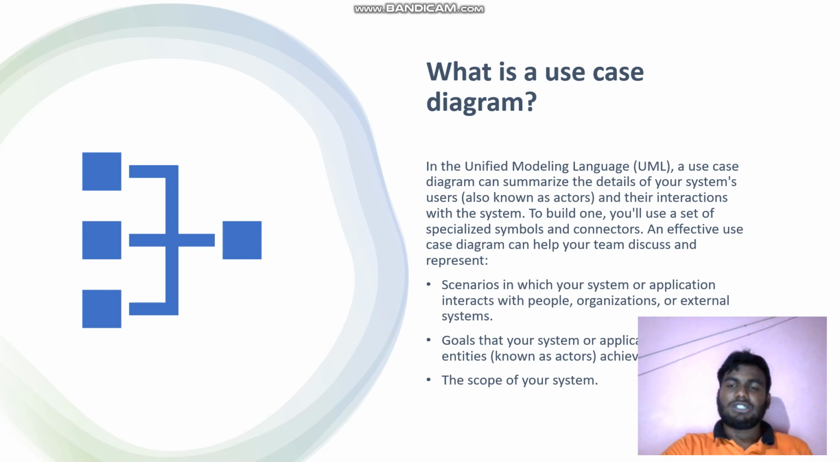Let's see what a use case diagram is. The unified modeling language use case diagram is used to show the interaction within the system, where actors interact with the system. It shows scenarios in which your system or application interacts with people, organizations, or external systems, and the goals that your system or application helps those entities achieve.